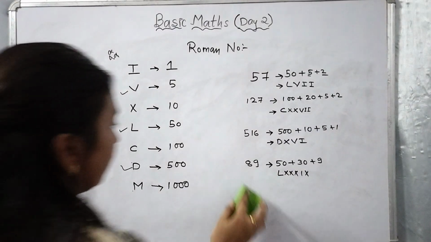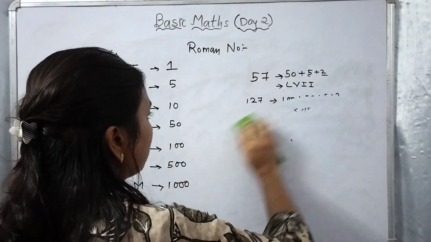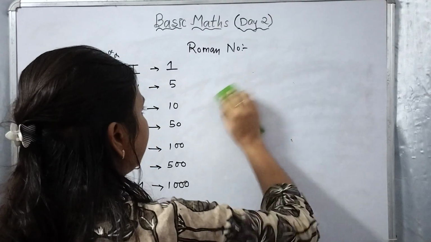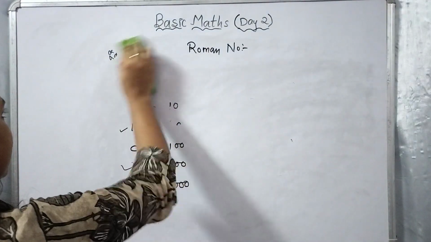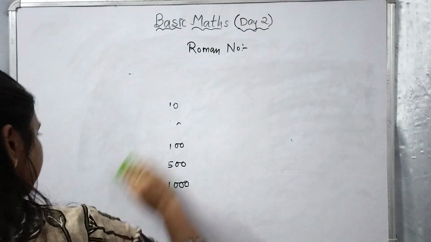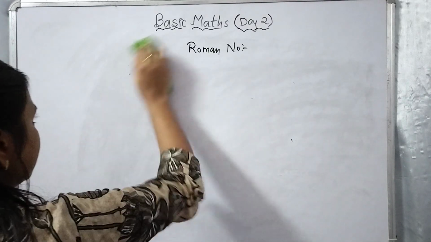Now we will move forward to decimal and binary. How we can convert binary to decimal and decimal to binary. Fine?